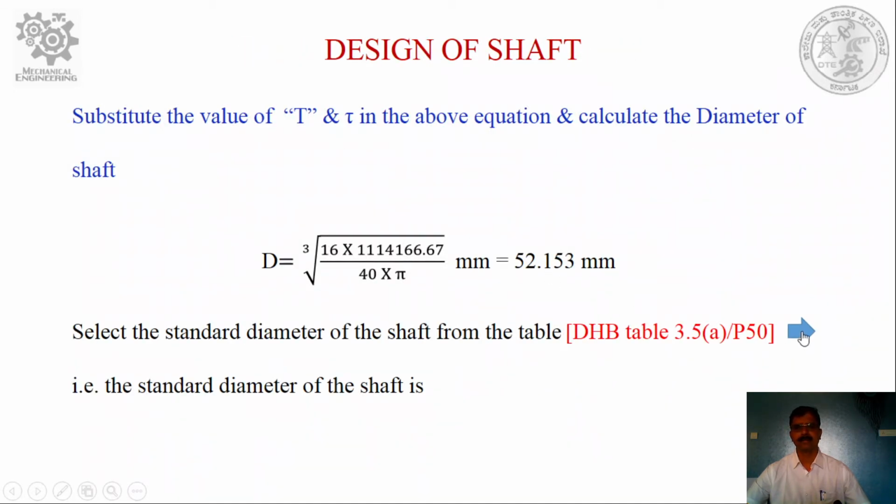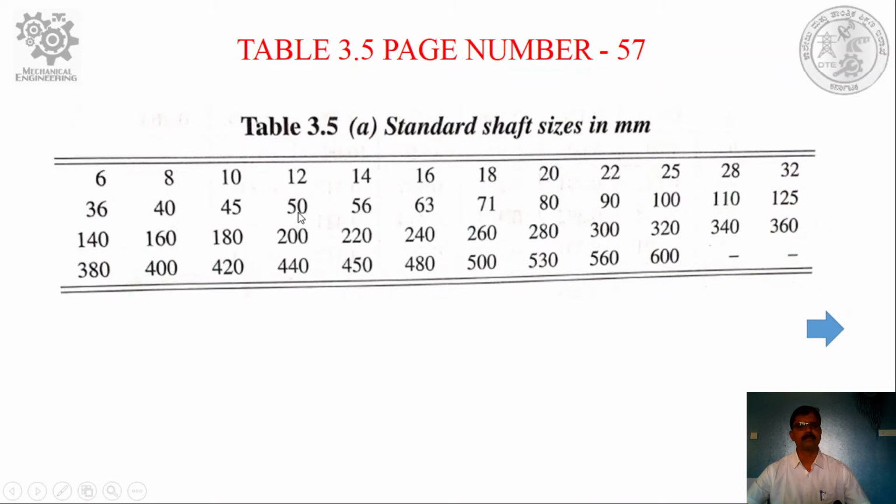52.153 millimeter. For the range we have 50 and 56. The one standard diameter available in the market is 56 only. For the 50 and 56 diameters, other standard elements such as pulleys, arm of coupling or flange coupling, and bearings are available only for these standard diameters, not for 52 or 51 point fractions like that. That's why we select the standard diameter of the shaft from the table only.